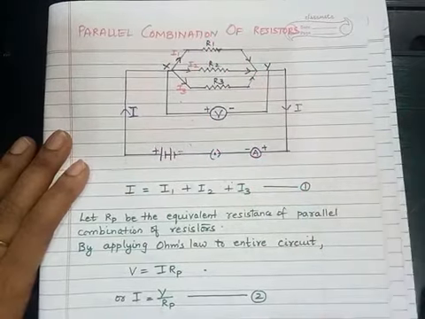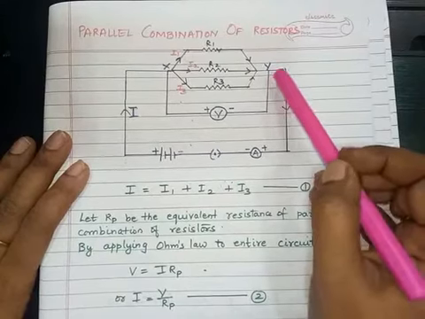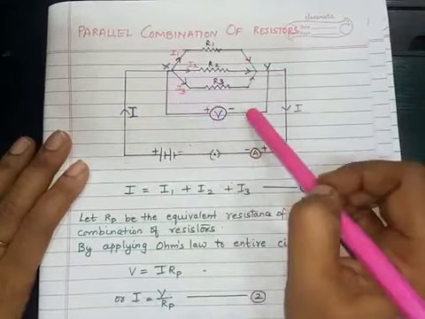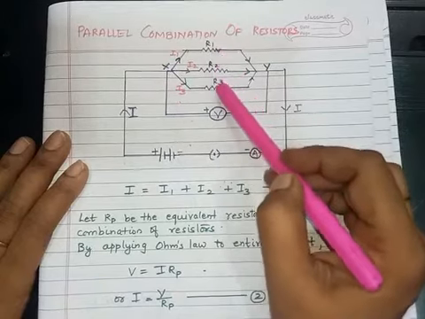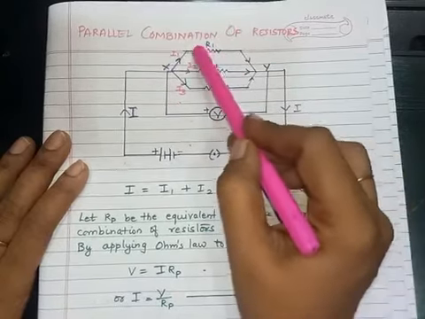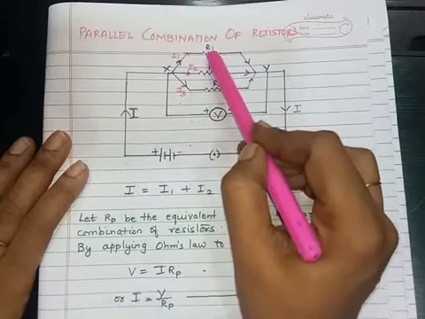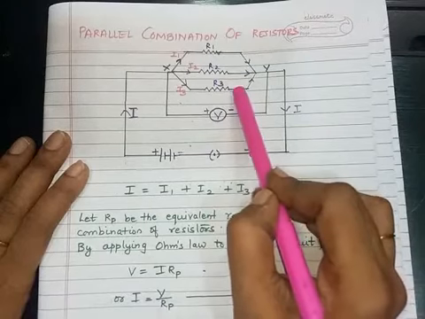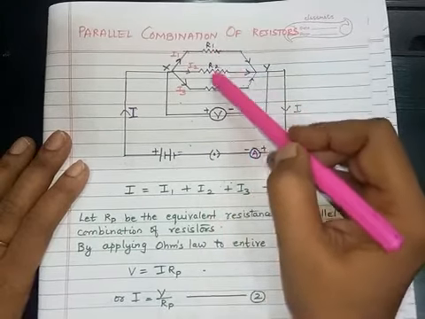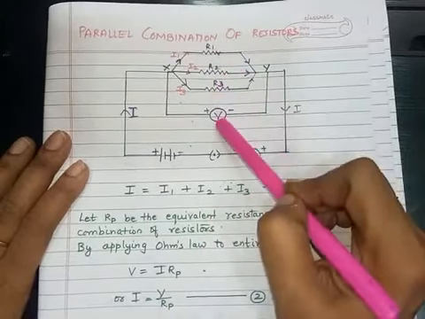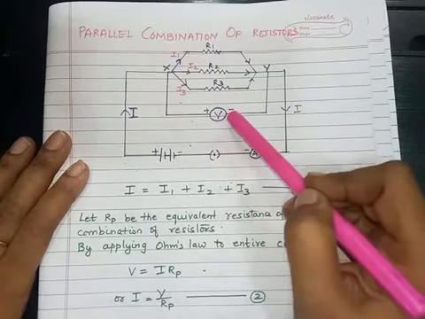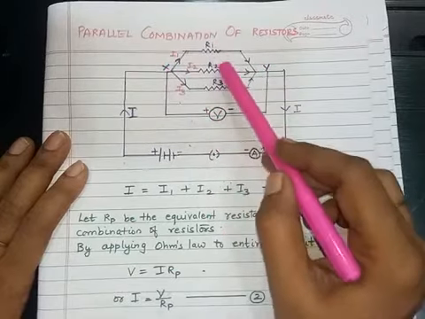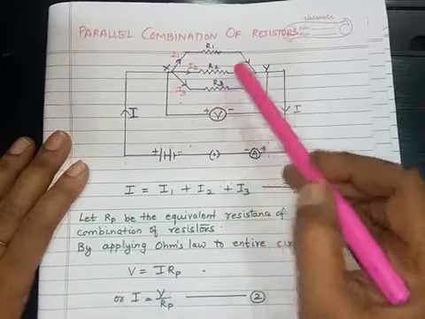Now there is a point to be noted: though the current gets divided, the potential difference remains the same across R1, R2 and R3. That means if you connect a small voltmeter across R1, a small voltmeter across R2 and a small voltmeter across R3, you will find that all the three voltmeters and this voltmeter will show the same reading. So it basically means that the potential difference is going to remain the same across R1, R2 and R3.